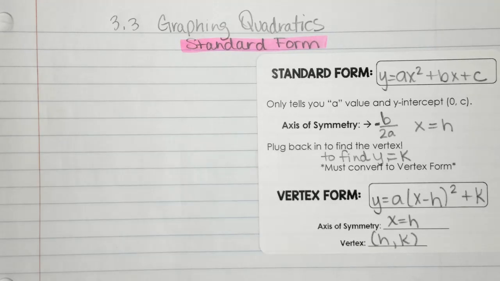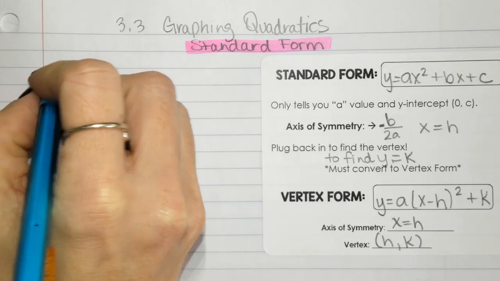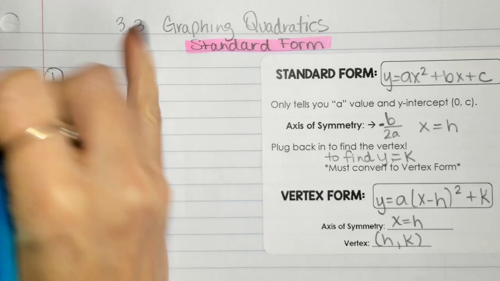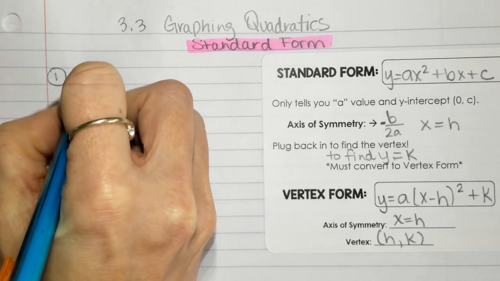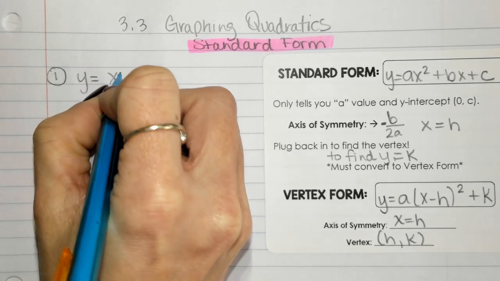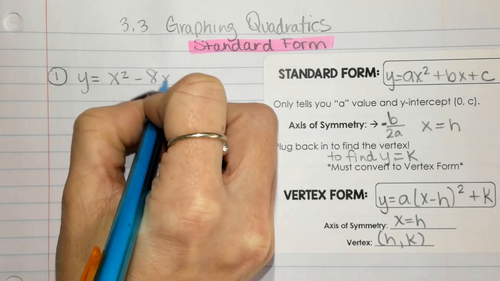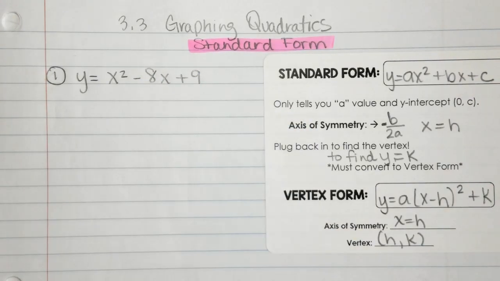All right, we're going to do this first one slowly. We're going to do it step by step, and then each one that we do together will get easier. So our first example, y equals x squared minus 8x plus 9. That is in standard form. I'll let you write it down.